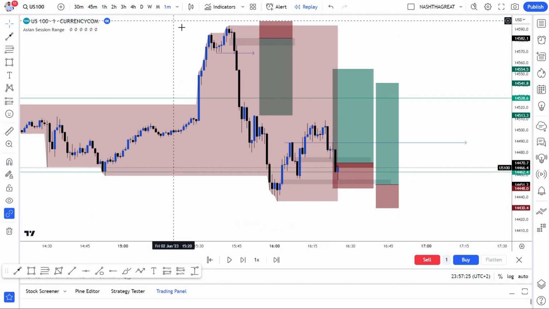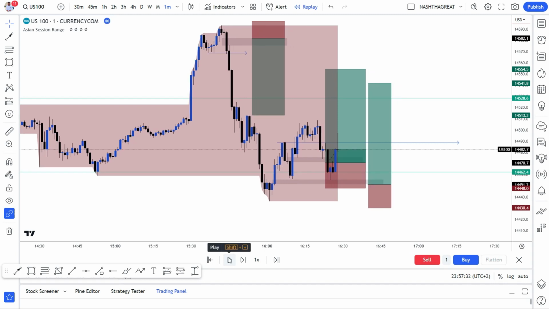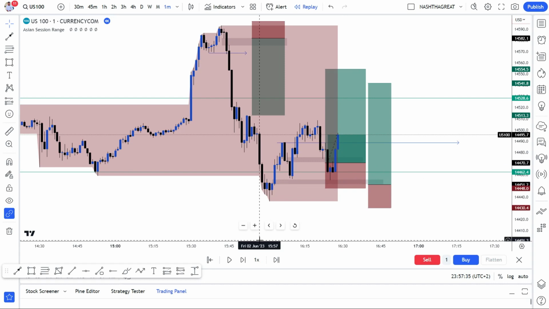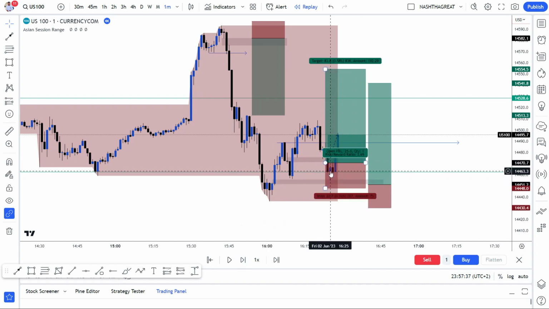Remember, this is M1, so our risk will be very, very small. So this is M1 time frame, right? We were taking our entries, right? So let's just play. At least you're seeing that it's rejecting. It started rejecting here, right? There was a rejection there, then it moved up.